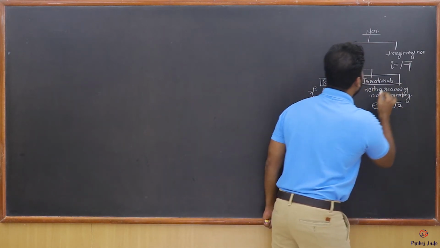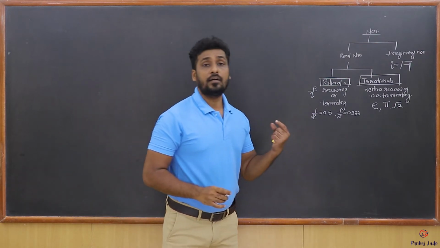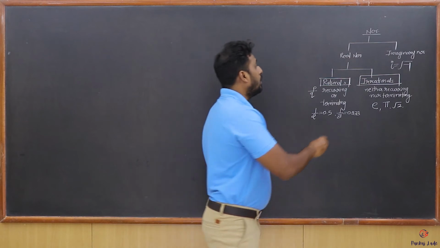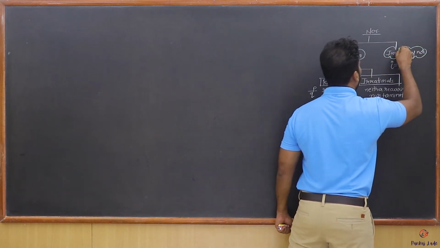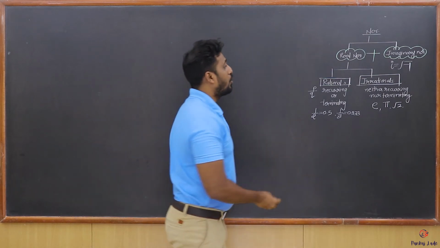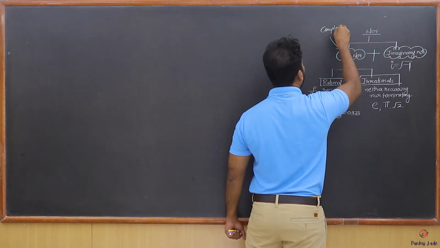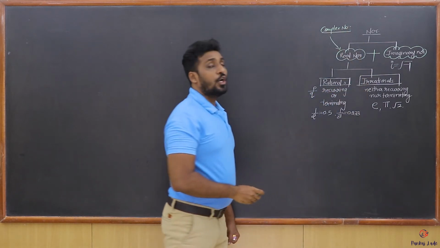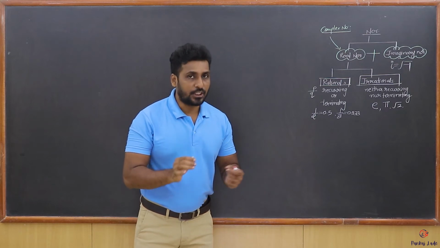So you can understand that numbers are basically of two categories. One is a real number and the other one is an imaginary number. So now when you take the real number and the imaginary number and do the addition of them, then you get something called as a complex number. So a complex number is what? A complex number is basically a combination of a real number and an imaginary number.